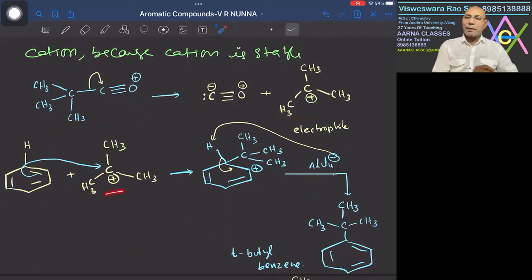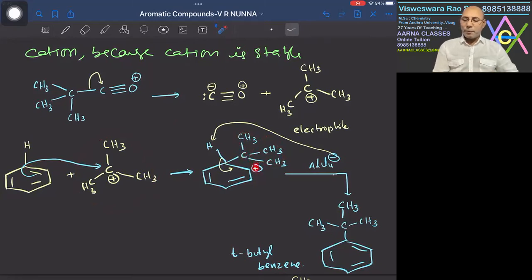But this time the tertiary butyl carbocation is the electrophile. So these electrons are coming here. This carbon gets a negative charge, and this carbon gets a positive charge. I have shown the positive charge here. The negatively charged carbon is donating an electron pair to the electron-deficient carbon, making a bond between this carbon and this carbon. And the tertiary butyl group is introduced here. There is a new bond formation between this carbon and this carbon. The other groups I have written as they are.